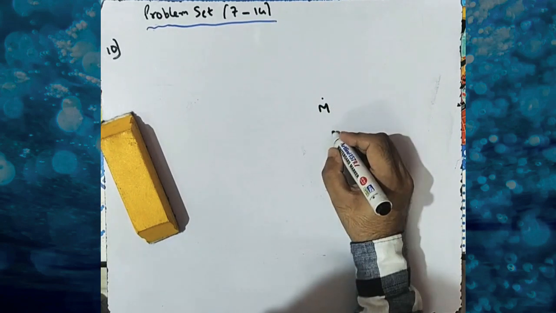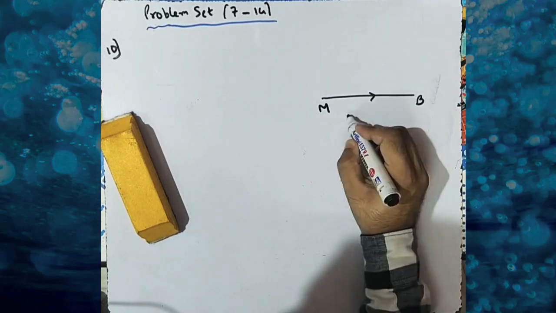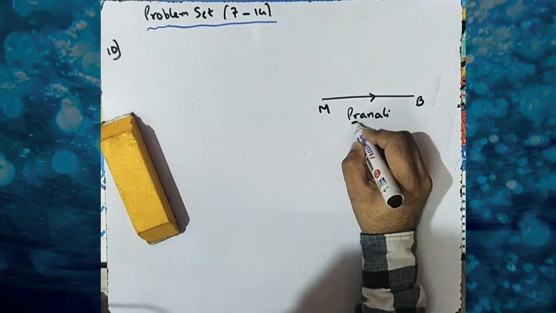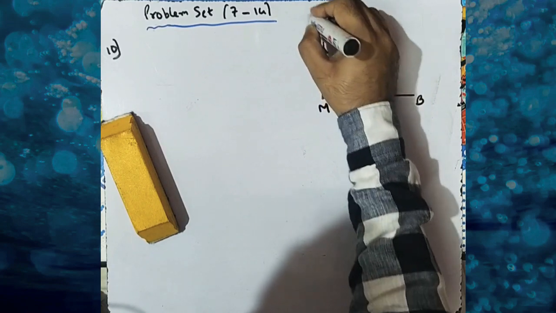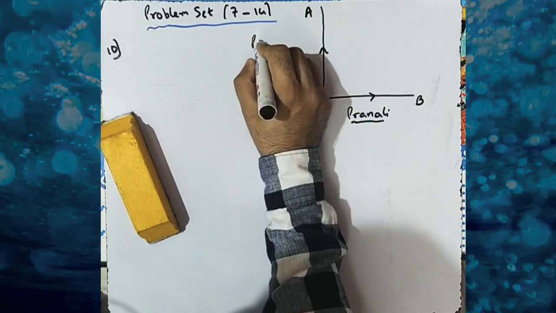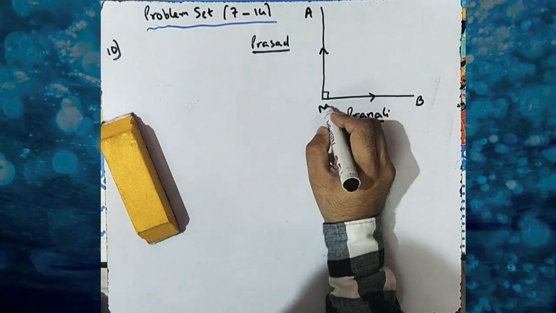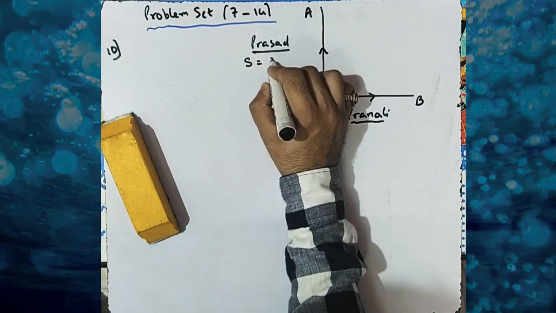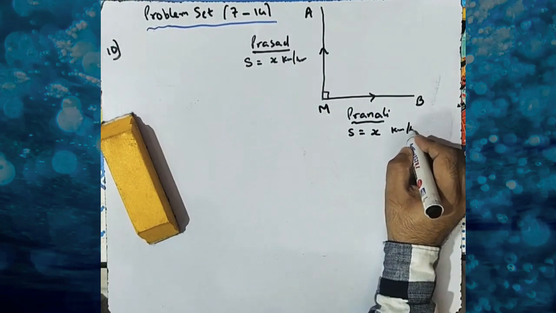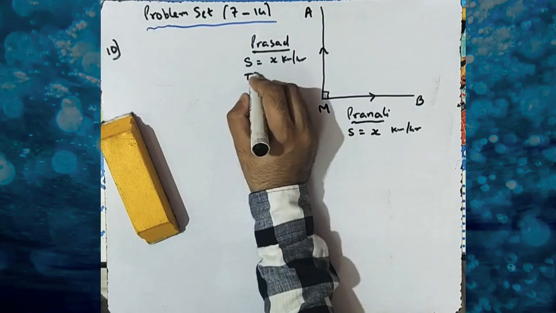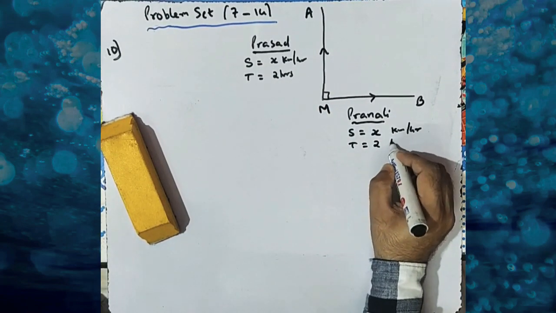Suppose from point M, Pranali has started walking towards east direction. This is Pranali's route. She is going towards east direction and Prasad is going towards north. This is the route of Prasad. Prasad is going towards north direction. Now, they both are walking at the same speed. Suppose we consider their speed as x km per hour. Speed of Pranali also x km per hour. They are walking for 2 hours. So, time t is 2 hours. Here also time t is 2 hours.